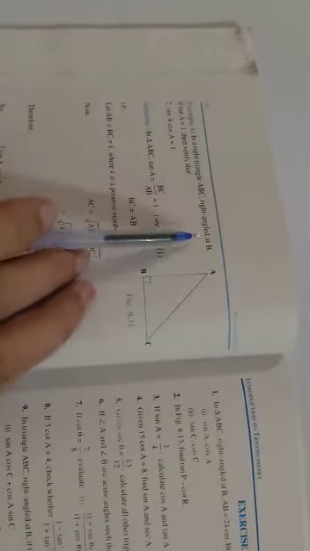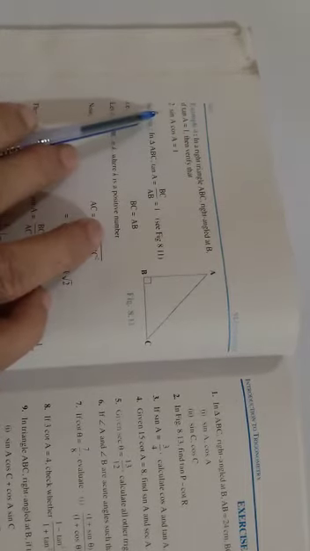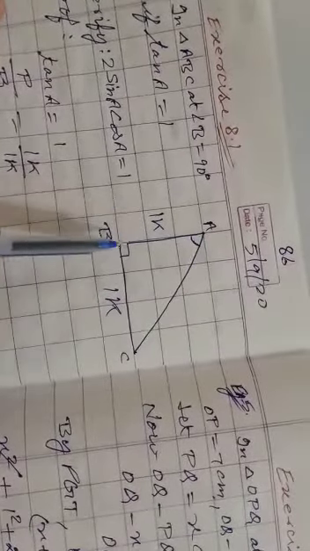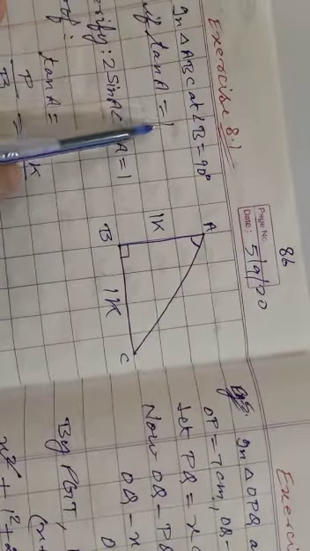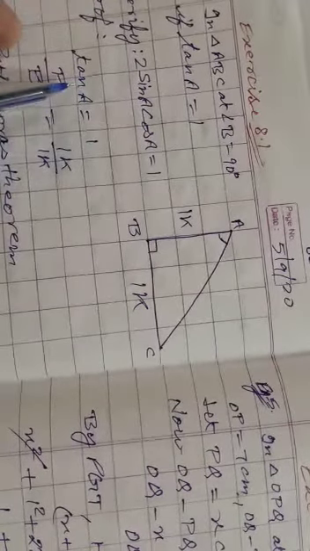Now we discuss example 4. In a right triangle ABC, right angle at B, if tan A equal to 1, then verify that 2 sin A cos A equal to 1. This is your given right angle triangle ABC, angle B is 90 degree. If tan A equal to 1, to verify 2 sin A cos A equal to 1. Tan A equal to 1, this is your given.